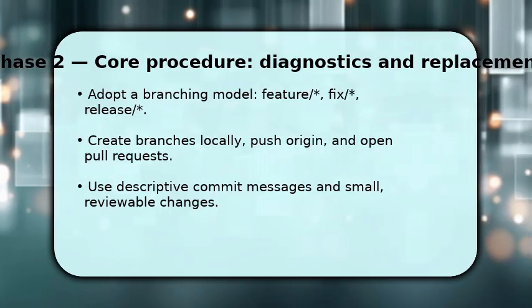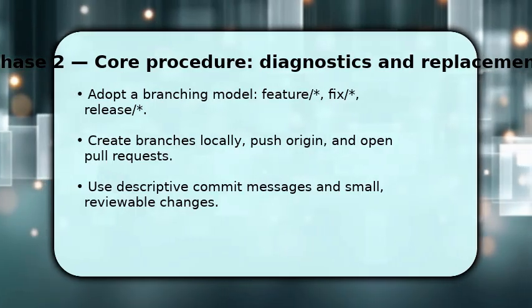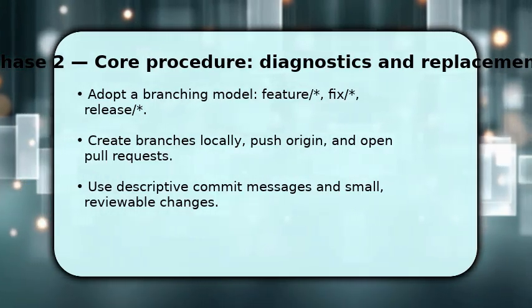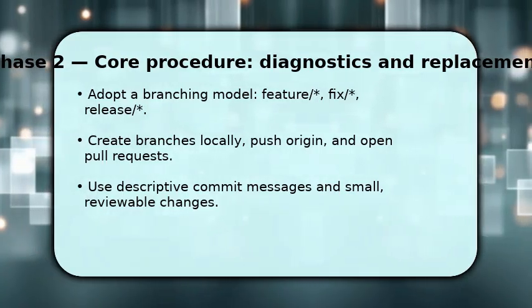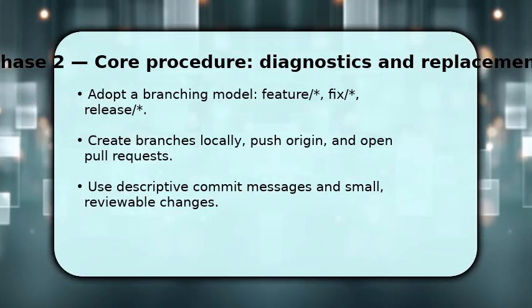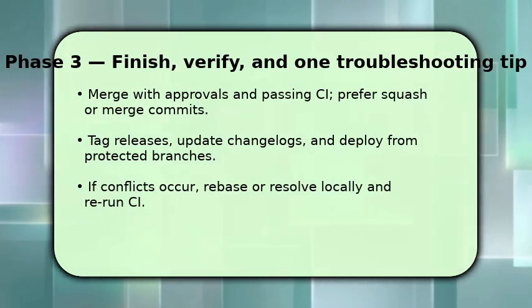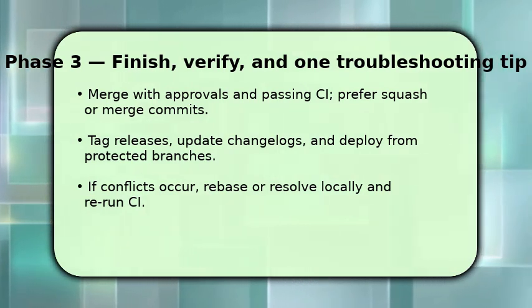Avoid mixing unrelated fixes. Make sure CI runs on the PR and green checks are required before merging. This prevents regressions. Finally, squash or rebase, as your team prefers, to keep history tidy. You complete the cycle by merging only after approvals and passing CI. Choose squash to simplify history or merge commits to preserve context.